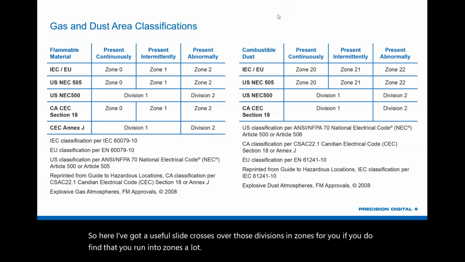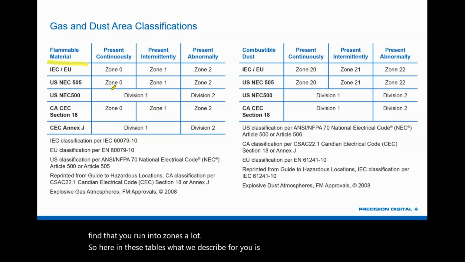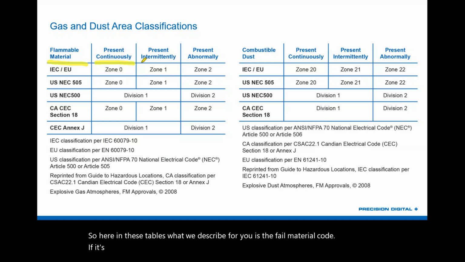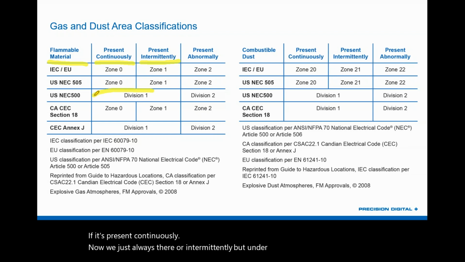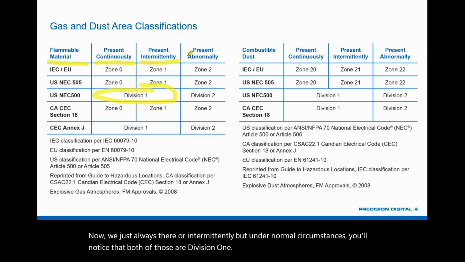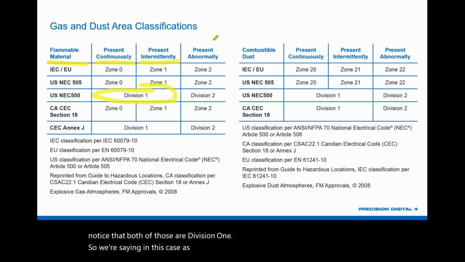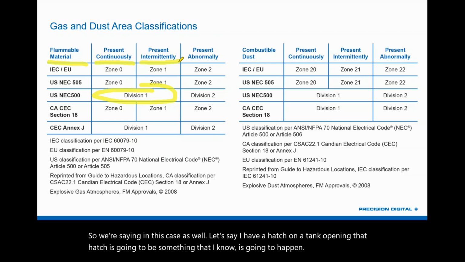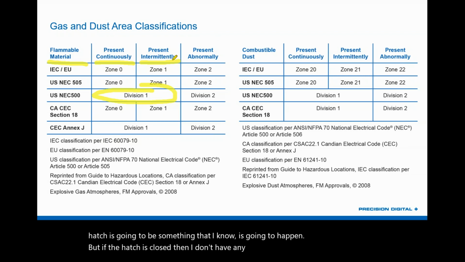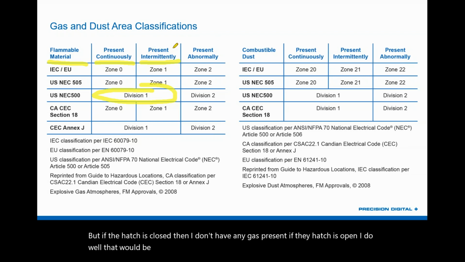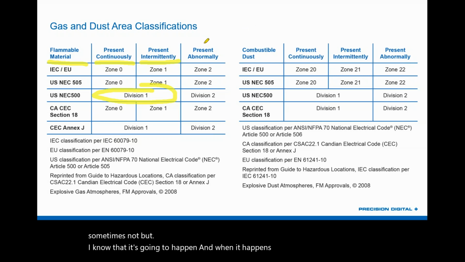So here in these tables, what we describe for you is the flammable material code. If it's present continuously, in other words, it's just always there, or intermittently, but under normal circumstances, you'll notice that both of those are Division 1. So let's say I have a hatch on a tank. Opening that hatch is going to be something that I know is going to happen. If the hatch is closed, then I don't have any gas present. If the hatch is open, I do. Well, that would be an intermittently present material. It's sometimes there, sometimes not, but I know that it's going to happen, and when it happens, everything's okay.